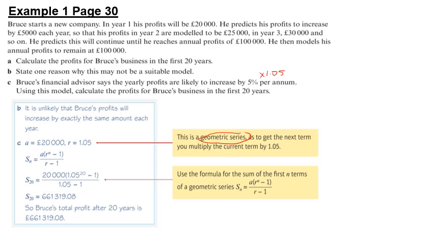So if you wanted to find the sum of the first 20 terms, because that's the total amount of profits over the 20 years, you can use the Sn formula for geometric sequences, put in all the things that you know, n as 20, we know a, we know r, and we can work out the sum of the first 20 terms. So in total over 20 years, the financial advisor thinks that Bruce will make this much profit.